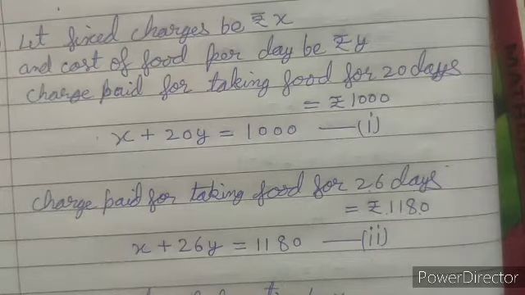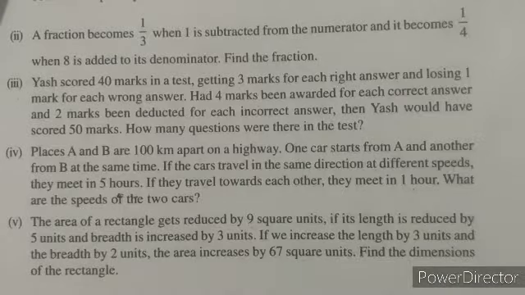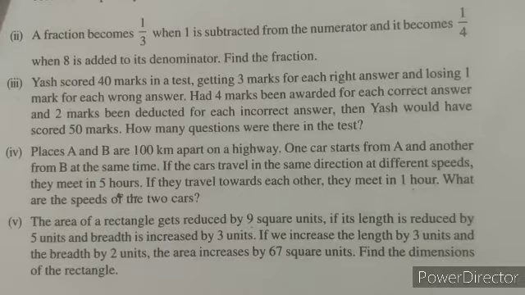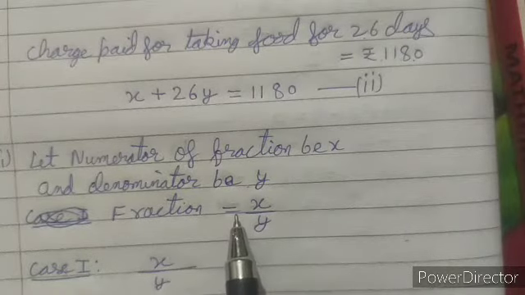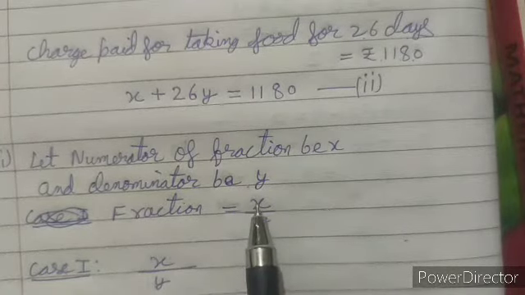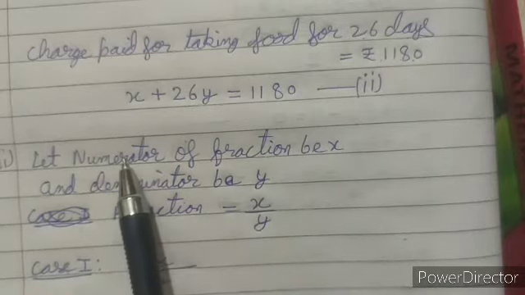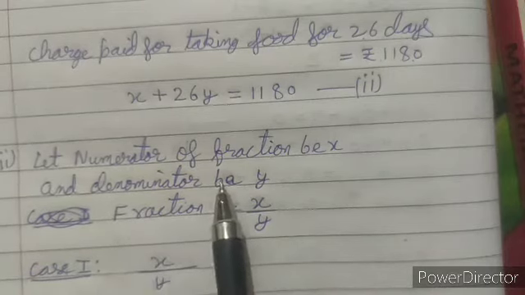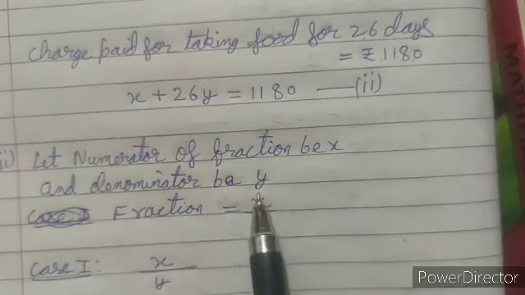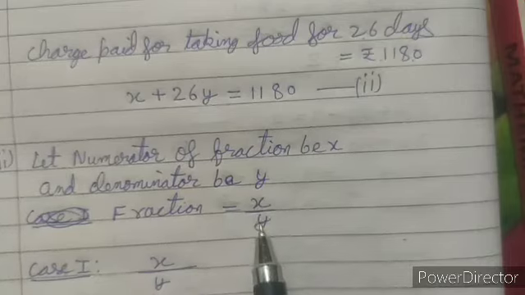Now in the second part, a fraction becomes 1 by 3 when 1 is subtracted from the numerator, and it becomes 1 by 4 when 8 is added to the denominator. Find the fraction. As we know, a fraction is written in the form of a upon b or x upon y, so we will take the numerator of the fraction as x and the denominator as y. Now the fraction will be numerator upon denominator, that is x upon y.